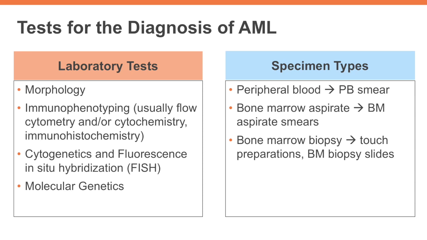We also examine bone marrow biopsies, where we take out a little piece of the bone and marrow. And in this, we first prepare touch preparations by gently taking the fresh sample and touching it to the slide, and air drying and staining it, and then also preparing bone marrow biopsy slides where we fix the cells in formalin, we decalcify it, embed it into wax, and then cut very thin sections and stain them.